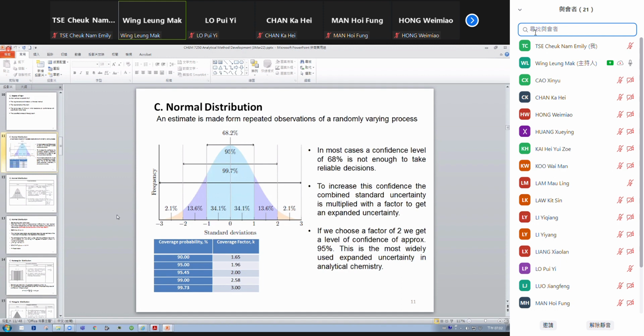And then we learned about the normal distribution. This is very important because when we expand our combined uncertainty, we normally will use the coverage factor of 2, which covers around 95% of the population in this range. Okay.